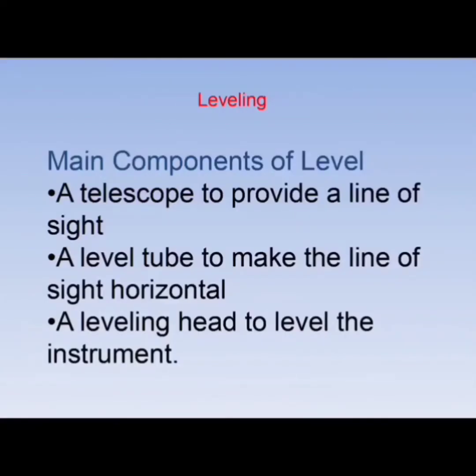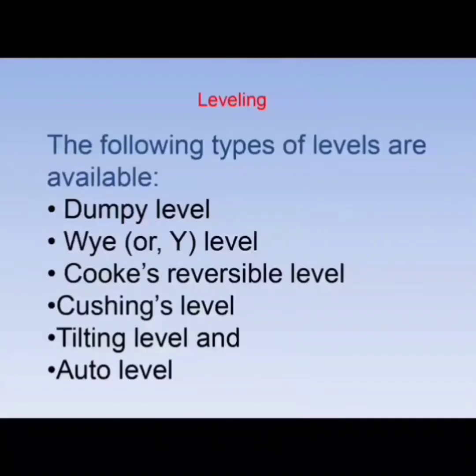Main components of a level: a telescope to provide the line of sight, a level tube to make the line of sight horizontal, and a leveling head to level the instrument. Types of levels: dumpy level, Y level, Cook's reversible level, Cushing level, tilting level and auto level. Out of these, the dumpy level is mainly used, but in recent days auto levels are being predominantly used.